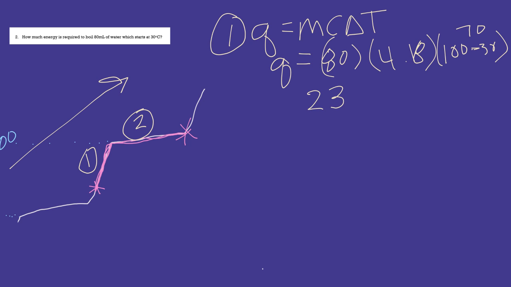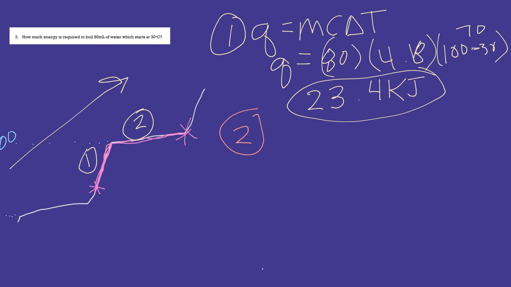So 23.4 kilojoules is my first value. All right, so for my second value, 2, I can't use MCΔT because there's no temperature change. Okay, this is a flat line. So we're going to have to use one of the constants.